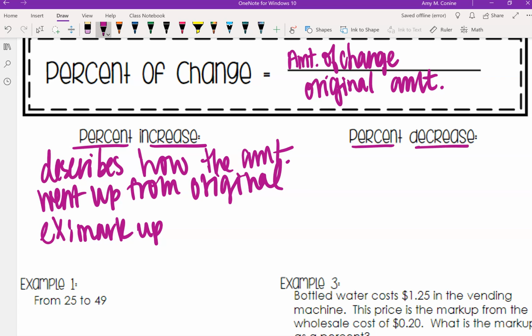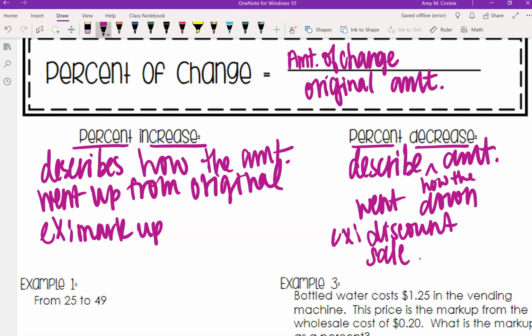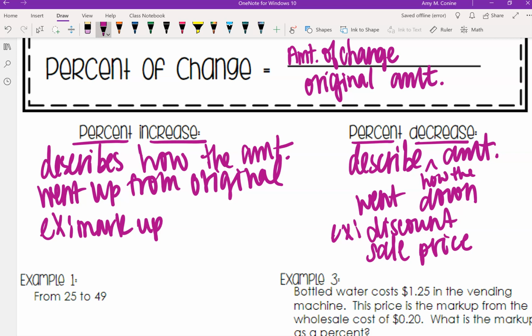So then percent decrease. If the percent increase describes the amount that went up, the decrease would describe how the amount went down. Okay, and we call that sometimes a discount or sale price. That's a good word, or good vocab words that we use. Again, there's more to describe these, but these are the main ones. So if you see something else, that's definitely not the only ones. So keep that in mind. So we're going to do some examples.